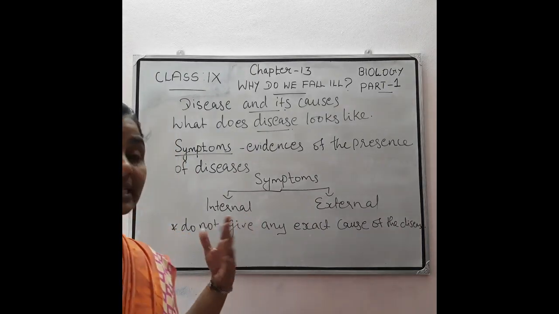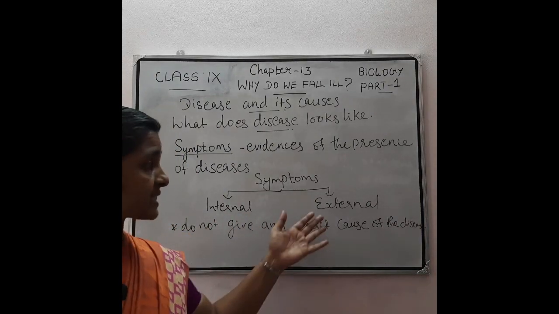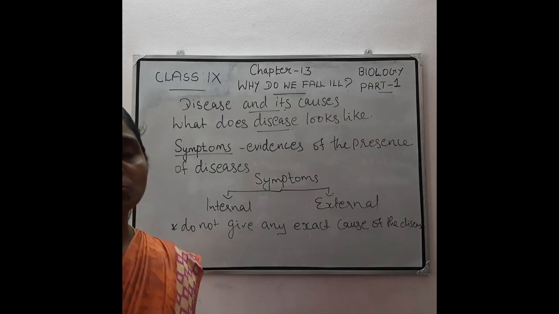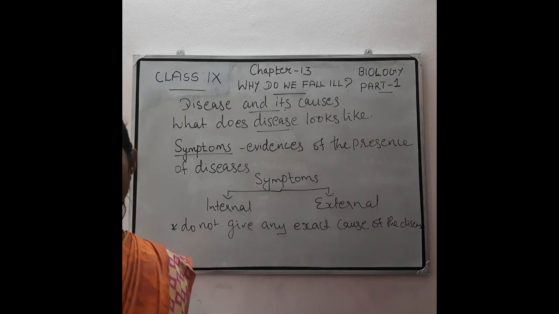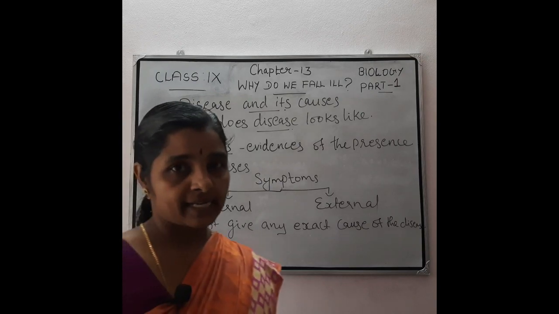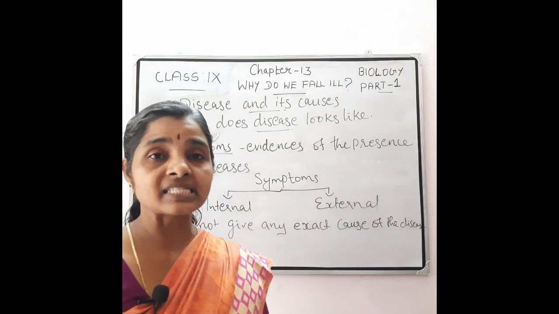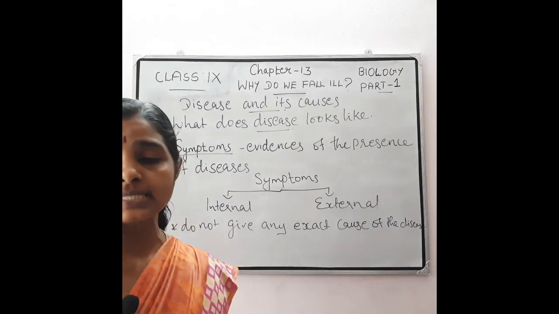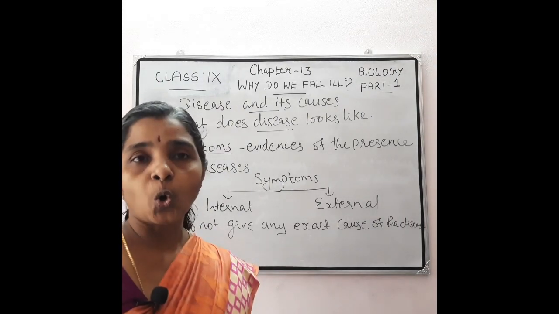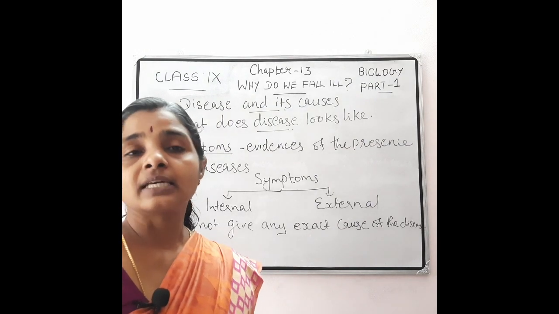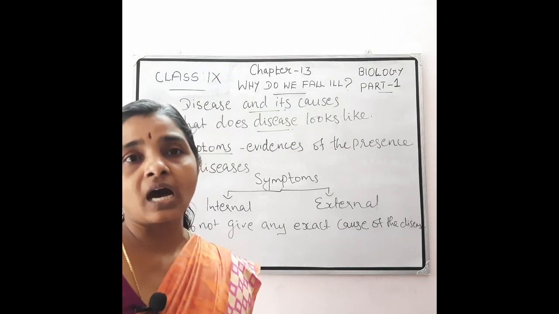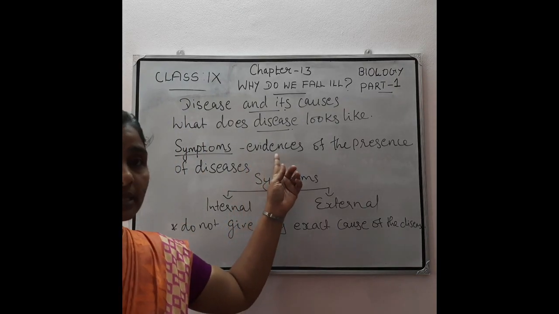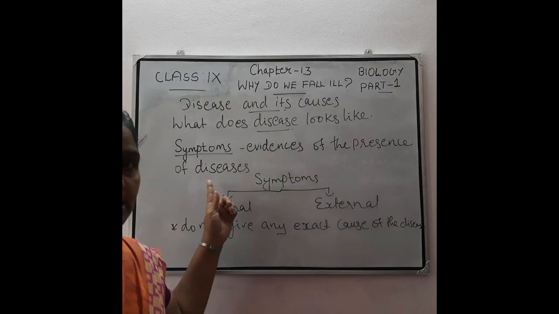These are examples of internal symptoms, and external symptoms include fever, then loose motion, then swellings, then wound with pus, etc. These we can see externally. Wound with pus, cough, cold, fever, loose motion, etc. are external symptoms. So symptoms are the evidences of the presence of diseases.